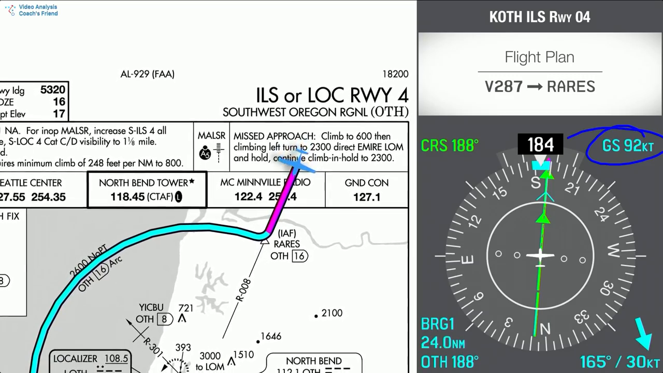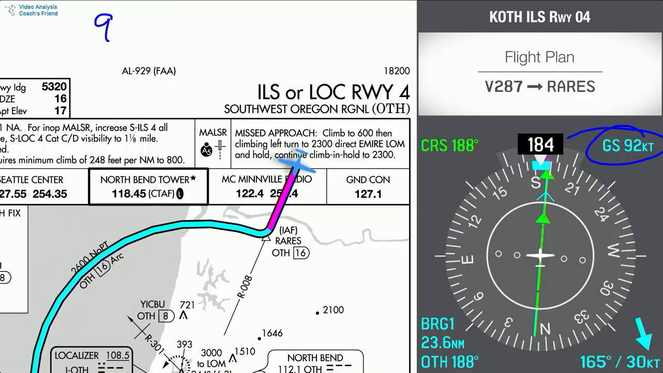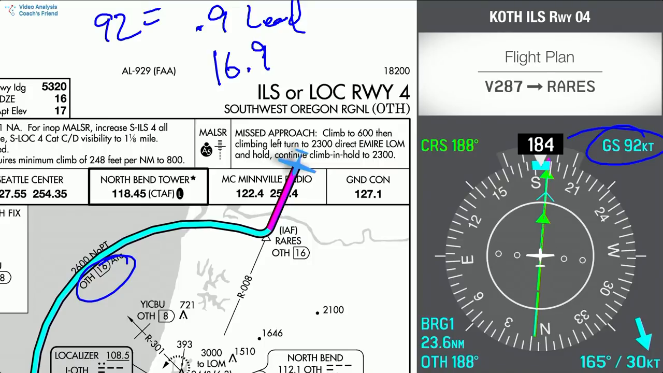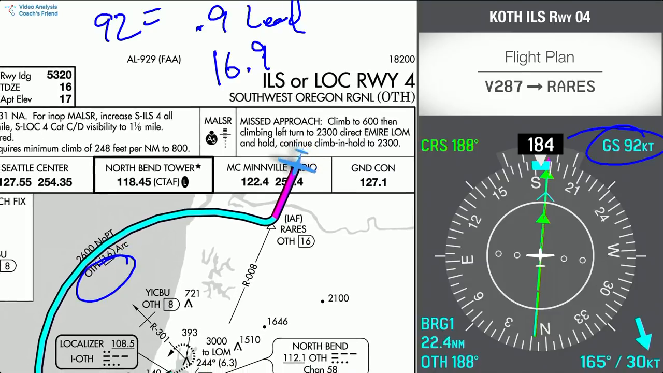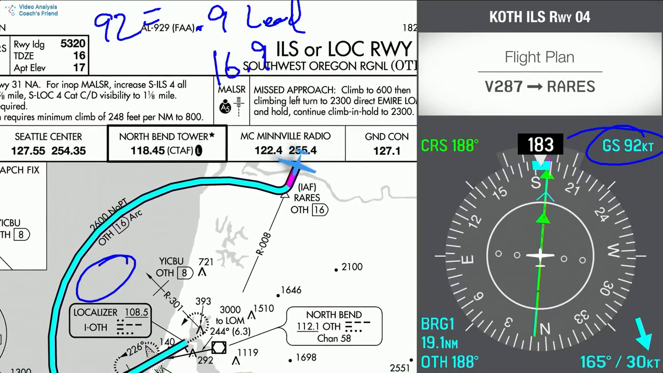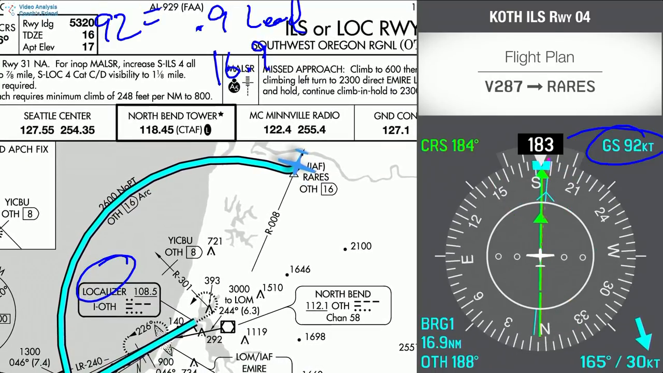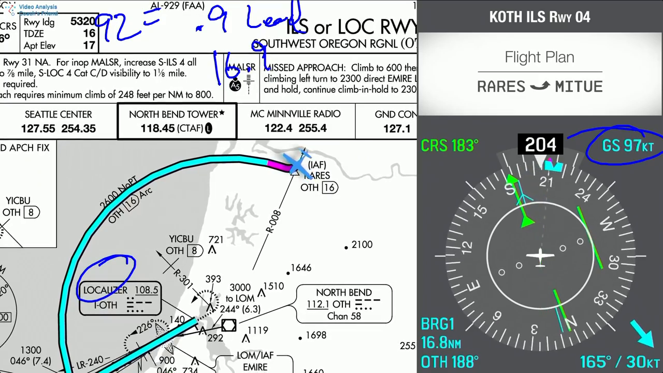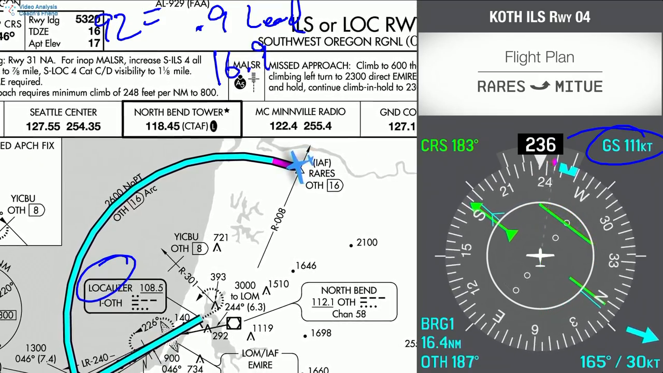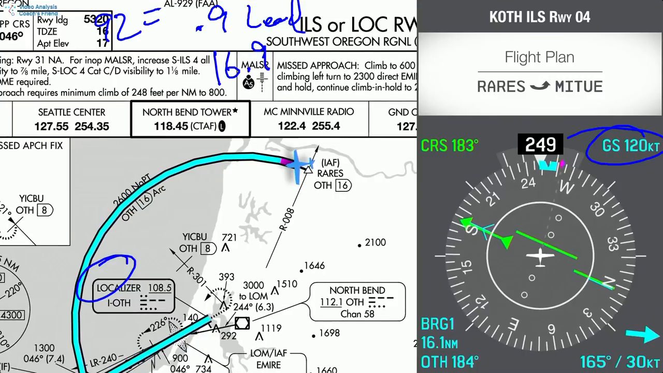So if we work this out, 92 knots equals a 0.9 lead. Okay, so we're flying that 16 DME arc. So we'll start our turn at 16.9. And I will fast forward it just a little bit to get us in there. Okay, so boom, 16.9. I'm going to twist my CDI to full scale and turn 90 degrees, but not quite.